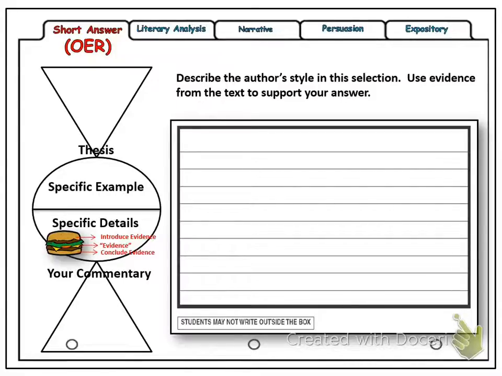Now the question that goes with the text that we just read asks, describe the author's style in this selection. Use evidence from the text to support your answer. Is it asking about the author's fashion style? No. Absolutely not. What is it referring to? The writing style. Thank you for answering.